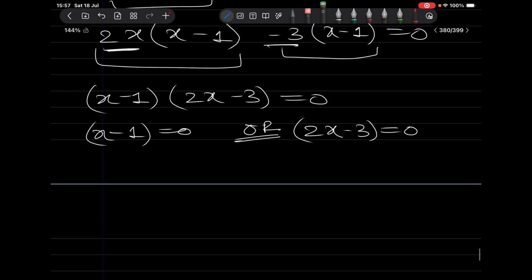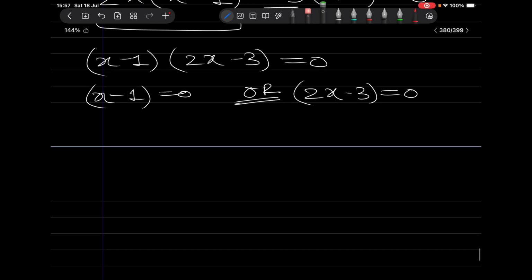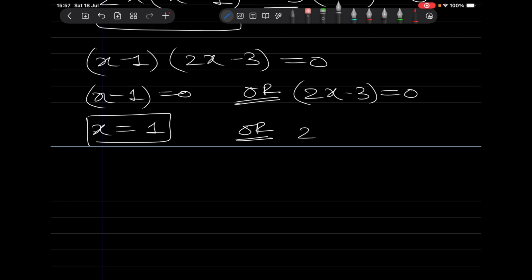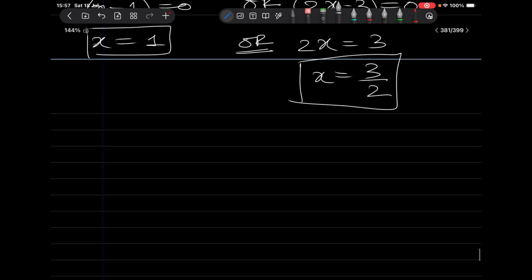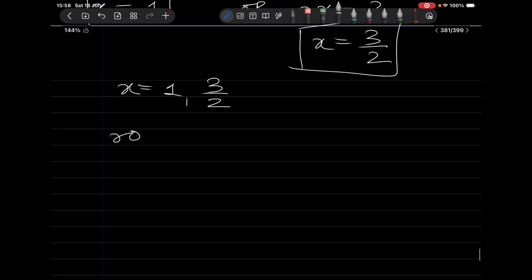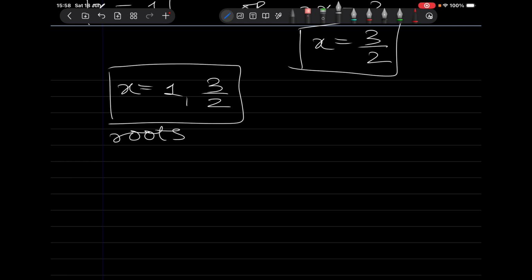If I take one simple example, that is 5 into 5 is 25, but if I replace any one integer with 0, the product will be equal to 0. Now x minus 1 equals to 0, then x will be equal to 1, or 2x minus 3 equals to 0, we have 2x equals to 3, x equals to 3 by 2. So x equals to 1 and 3 by 2 are the roots of the quadratic equation.